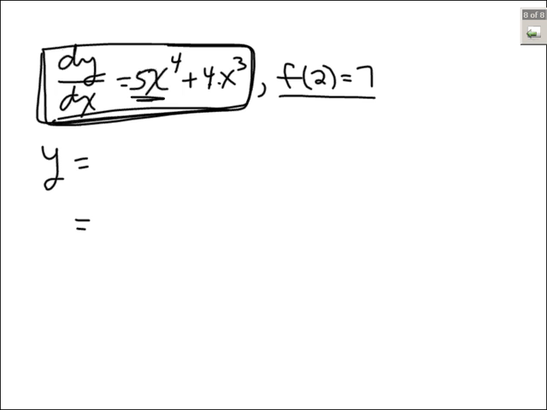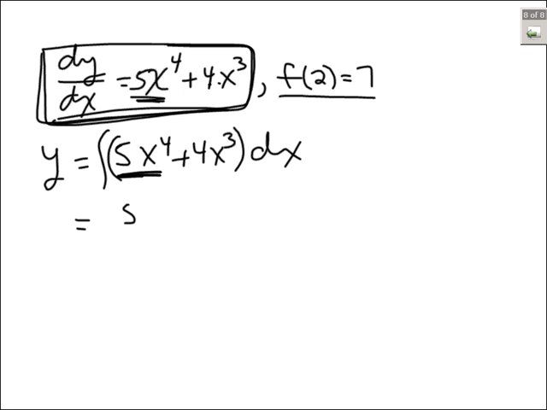So the antiderivative of this will be just the antiderivative of 5x to the 4 plus 4x cubed, all of it times dx. And that gives us the integral of the antiderivative of this plus the antiderivative of that. The antiderivative of 5x to the 4th, well, 5 is a constant, it stays. The antiderivative of x to the 4, add 1 to the power, divide by that same power. Coincidentally, the 5's cancel.